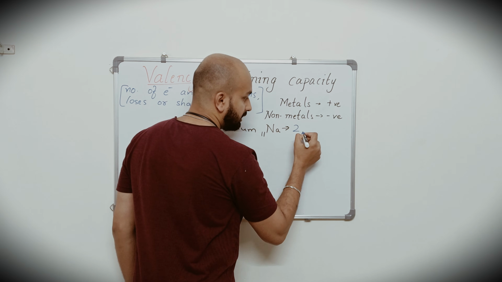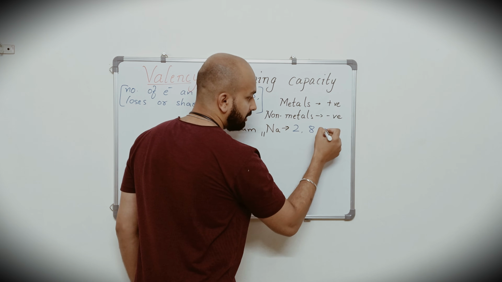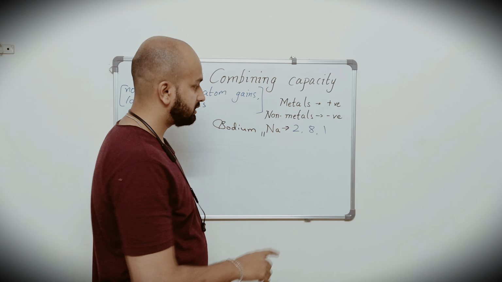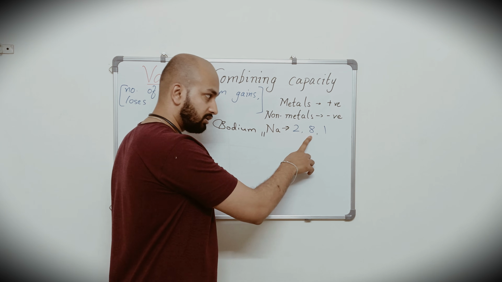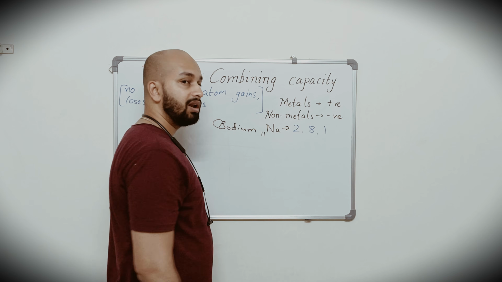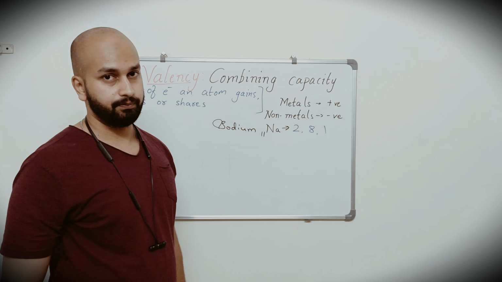It can be written like this: 2, 8, and 1. What does this mean? It means that there are 2 electrons in the first shell, 8 electrons in the second shell, and 1 electron in the third shell.